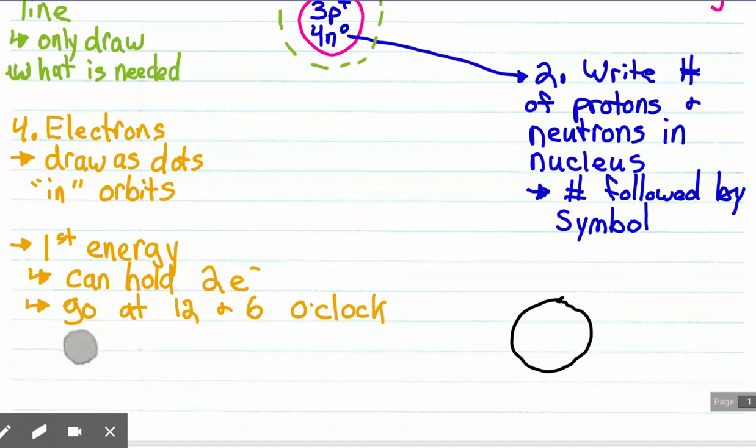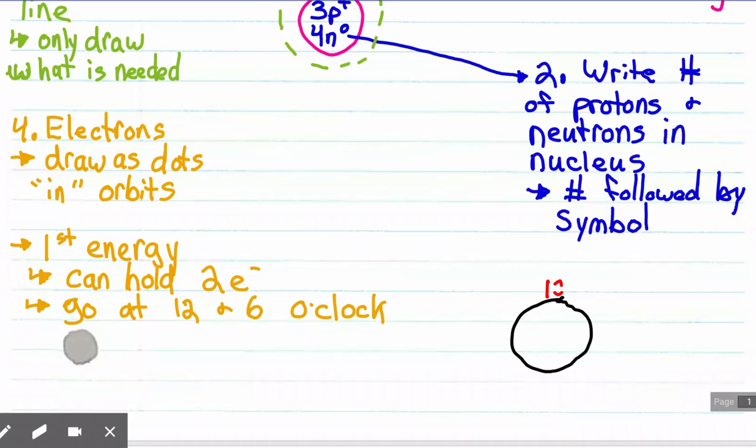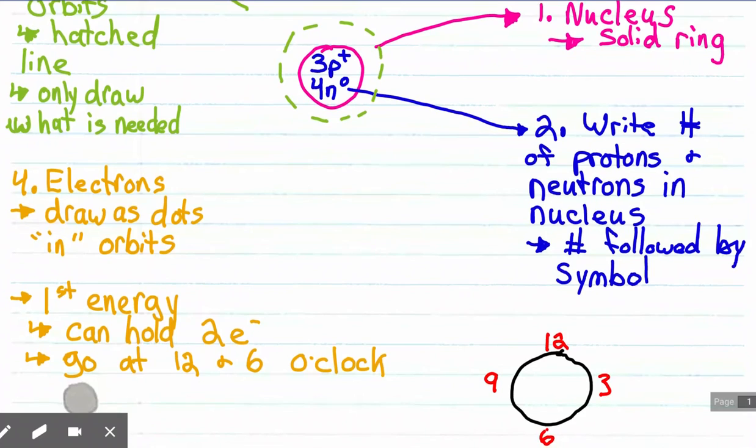If we think about our orbit being a clock face, 12 o'clock is up here, 6 o'clock is here, 3 o'clock is here, and 9 o'clock is here. So when we draw our 2 first electrons in the first energy level, we put 1 at 12 o'clock and 1 at 6 o'clock.